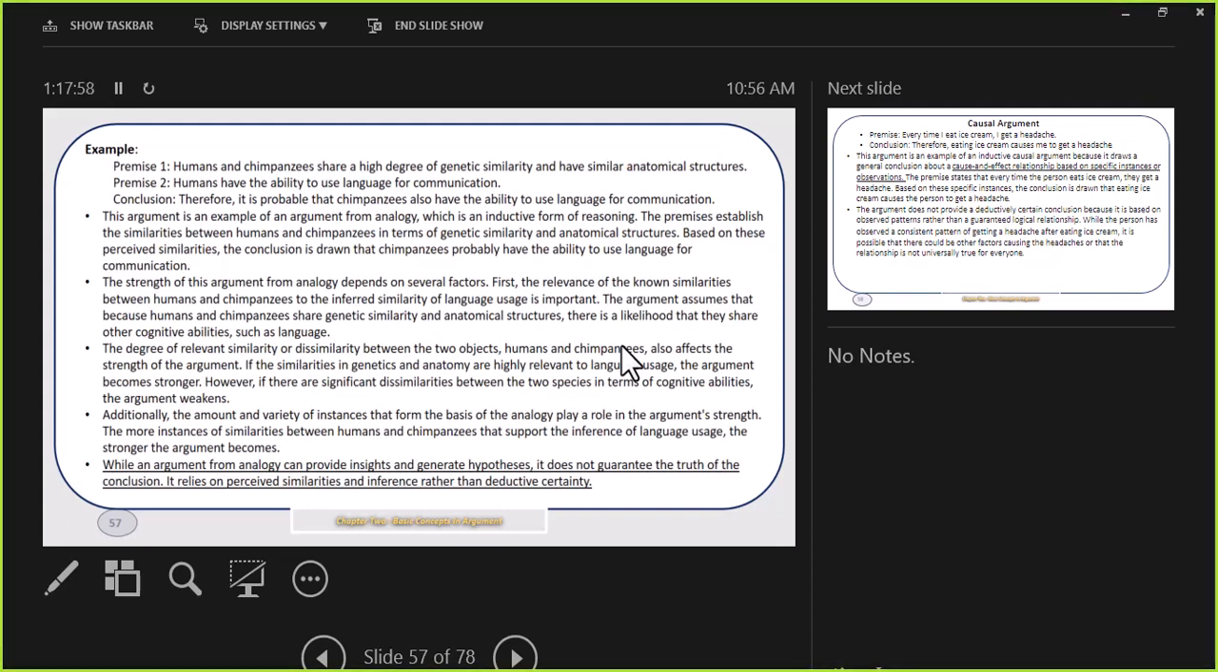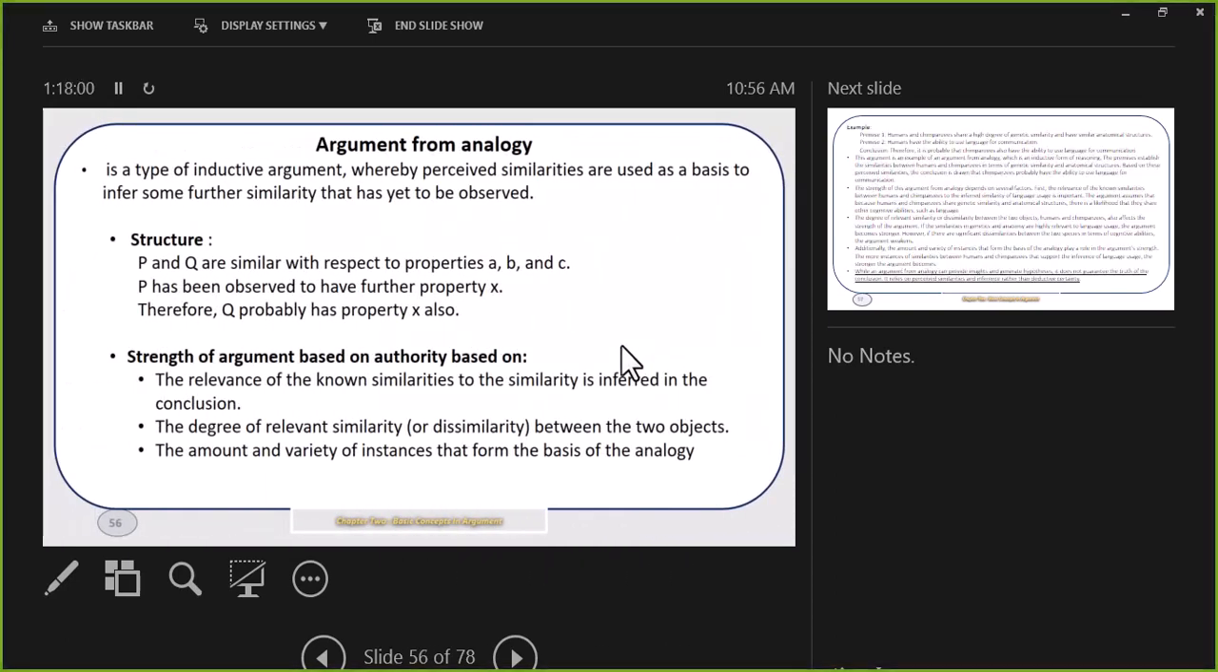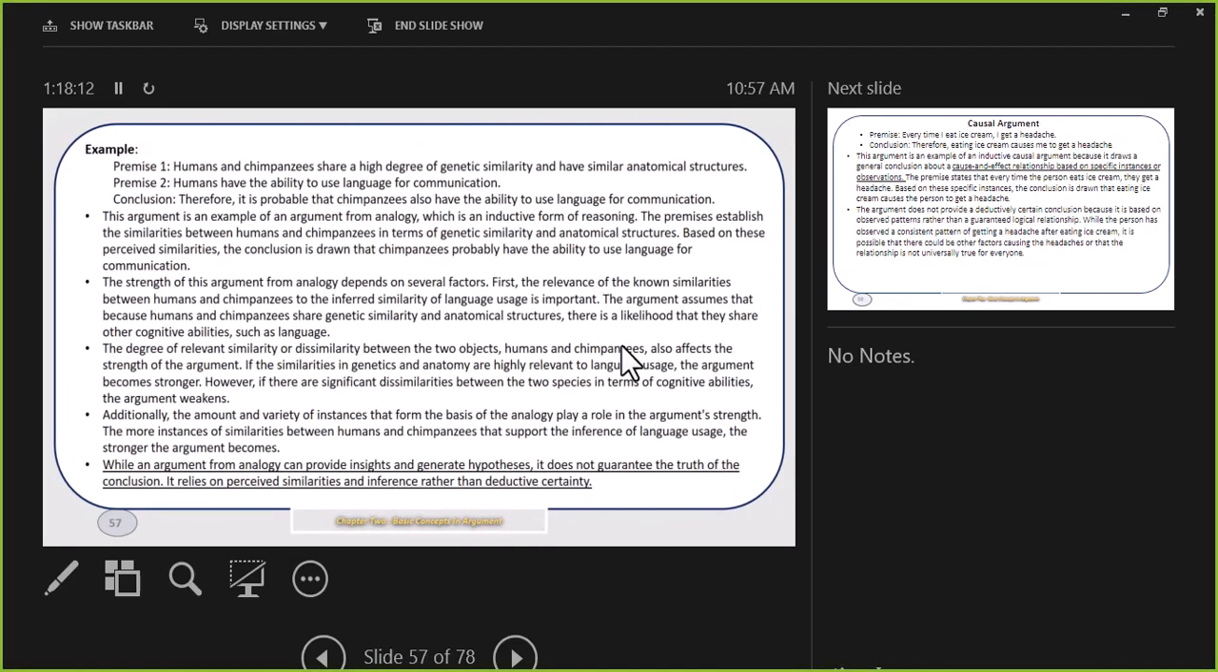So when treating an argument based on analogy, we need to take into consideration the relevance of the known similarity, the degree of relevant similarity, and the amount and varieties of instances that form the basis of the analogy. The analogy in itself cannot be taken as the basis of a good argument based on analogy. Similarity must be strong enough or big enough to support the conclusion.